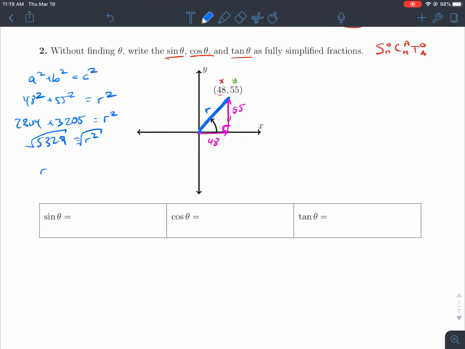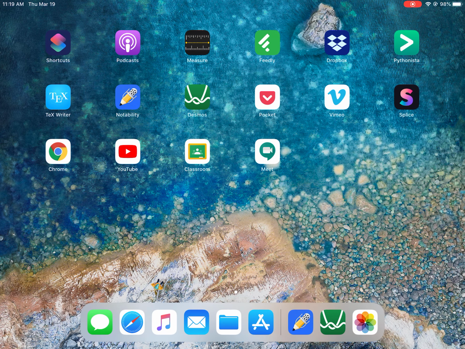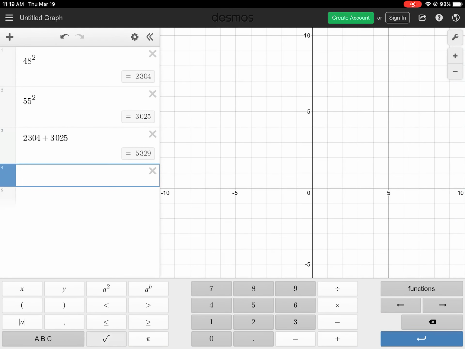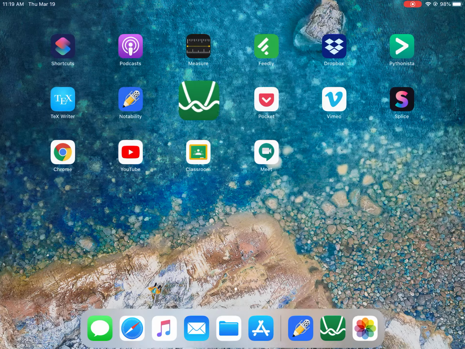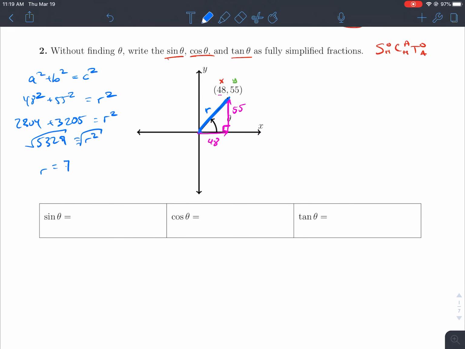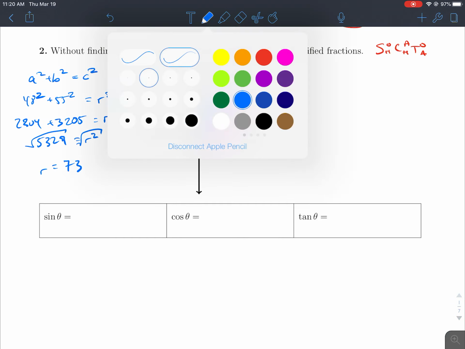And then finally we need to find the square root of both sides to solve for r. So r is equal to the square root of 5,329. 73, great. That's nice that it's a nice number. So the radius is 73. Visually that makes sense. The hypotenuse should be the longest side, and it is.